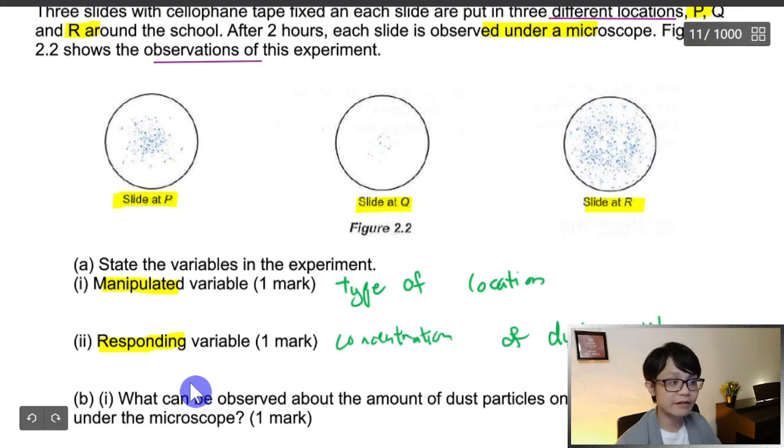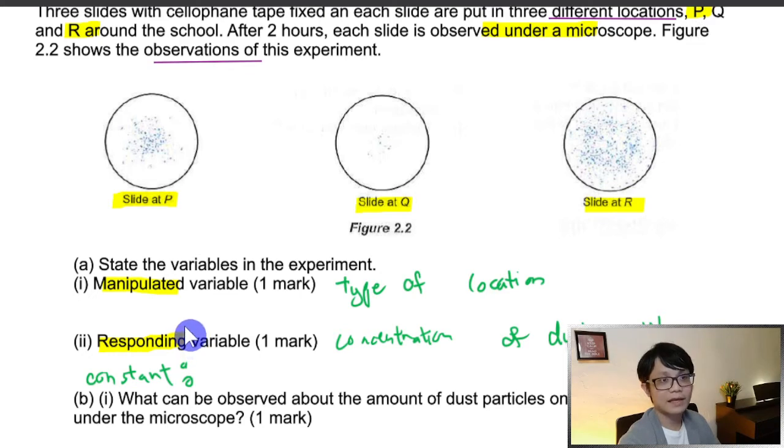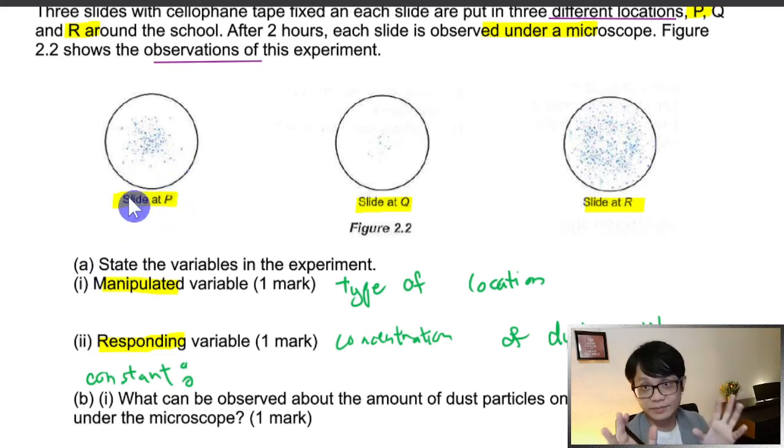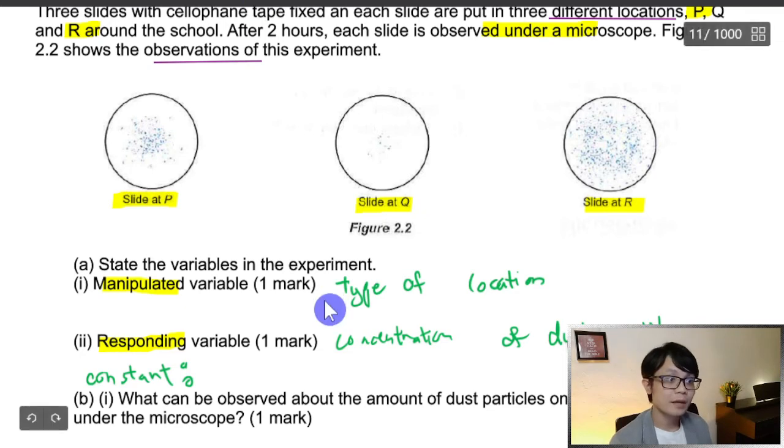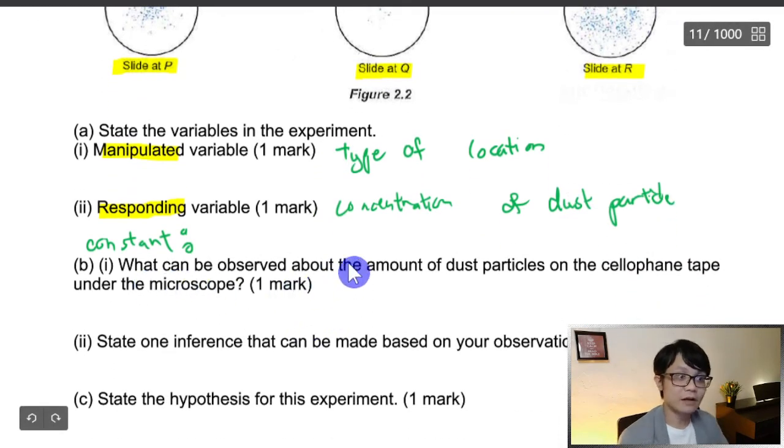And constant variable, the question didn't ask, but let's say I ask what the constant variable is: the thing that you want to keep the same to make the experiment fair. Maybe I will say the type of telephone tape, you want to use the same tape. The size of the petri dish, for example. The things that you want to make sure the experiment is fair. B1, what can be observed? Amount of dust particles on the telephone tape under the microscope.